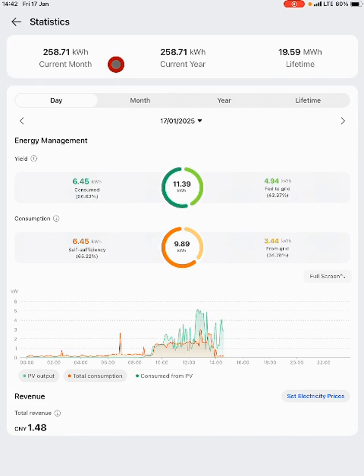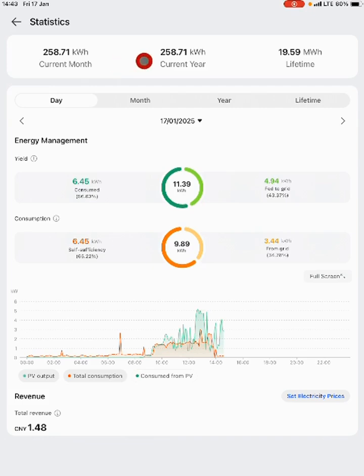So the current month being January. So far, this January, since the 1st of January to today, this client has produced 258.71 kilowatt hours. 258.71 units of electricity. This will continue to increase up until the 31st of December, whereupon it will reset itself to 0 and start to count for the month of February and March and so on and so forth.